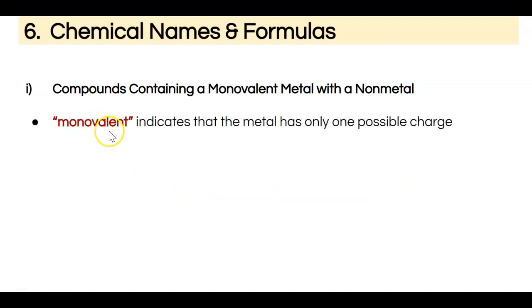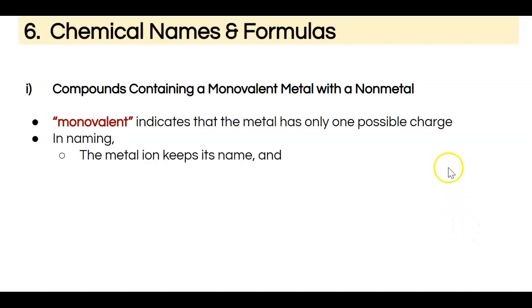Okay, so we've covered what monovalent means. If you would like to write that down in your notes, here it is. So in naming, this is the naming rule that we're going to learn here. The metal ion keeps its name, and I should let you know that the cation always goes first in the formula. Always. So the metal ion will keep its name, and the nonmetal will change its ending to "-ide". That's it. That's all there is to it.